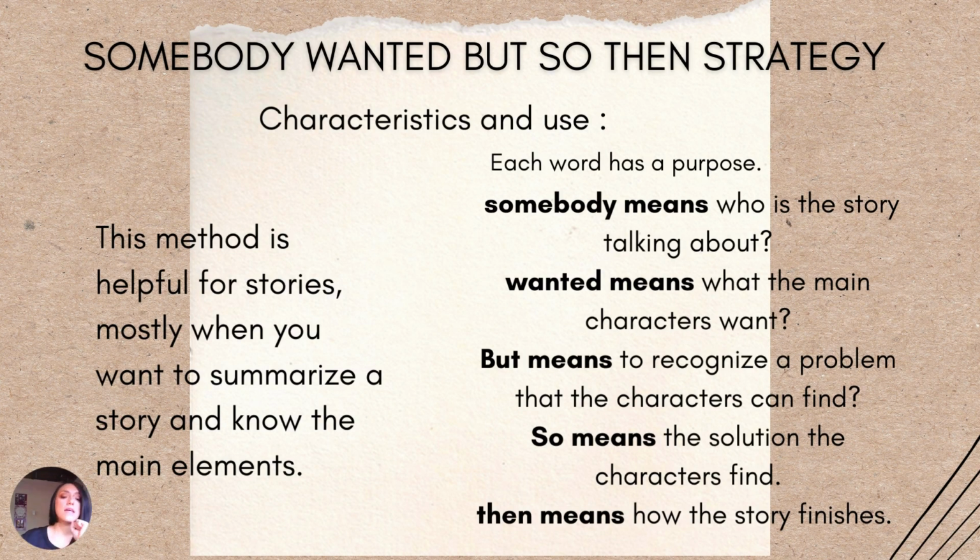The third one is the Somebody Wanted But So Then strategy. This method is helpful mostly for stories, because it's when you want to summarize a story and you want to know the main elements. So if you are reading a story about history or, I don't know, fiction, this strategy may help you. So each word has a purpose.